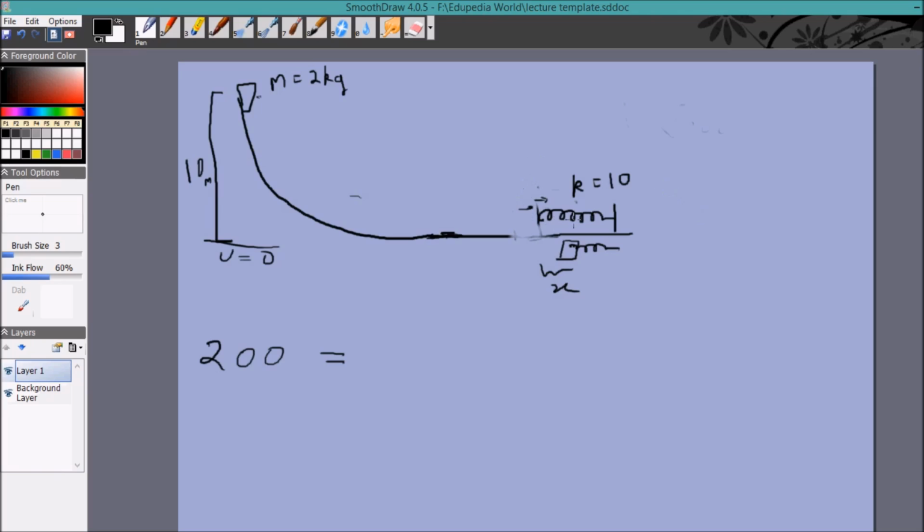So at maximum compression, the kinetic energy will be 0. So all of this potential energy due to gravity was converted intermediately to kinetic energy, and now all that kinetic energy has been converted into potential energy of the spring, which is half kx square. So half into 10 into x square, which gives me x equals root 40. Right, so this way we were able to find the final compression of the spring as well.